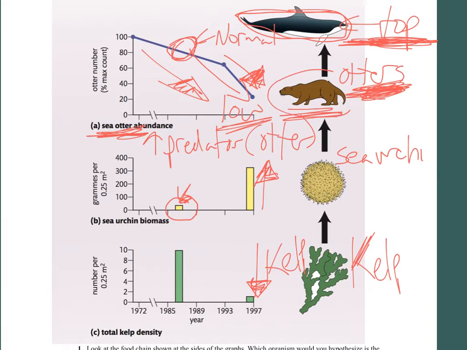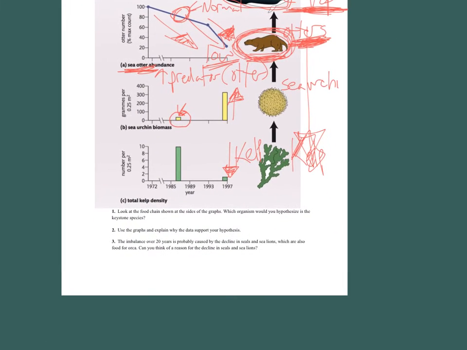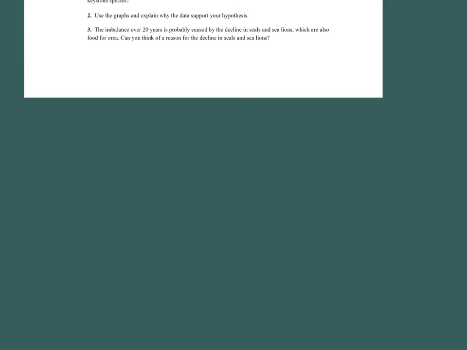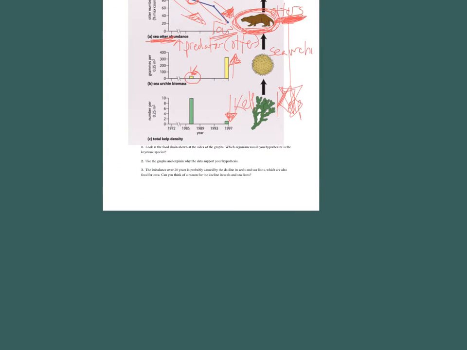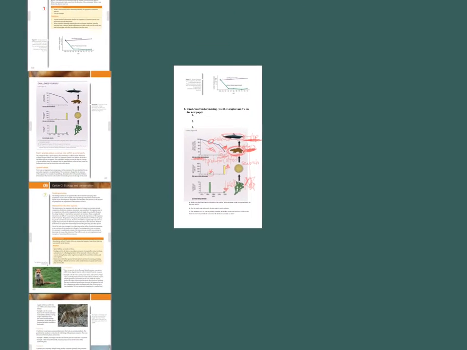So in our example, the data supports that the otter is the one that affects the rest of the system throughout. So that is a keystone species. That is just based on the data. We would have to have further research to clarify that. So we are going to move forward.